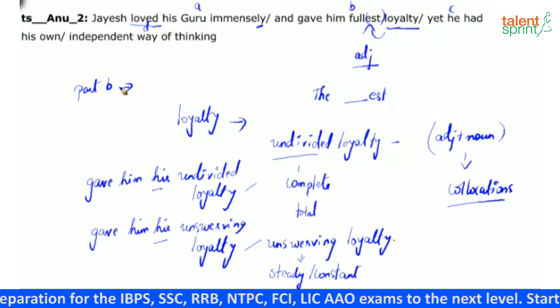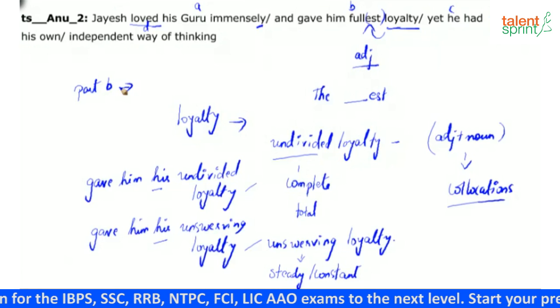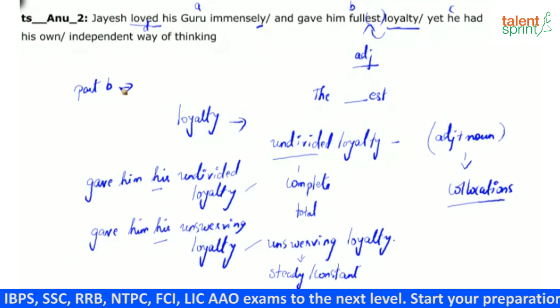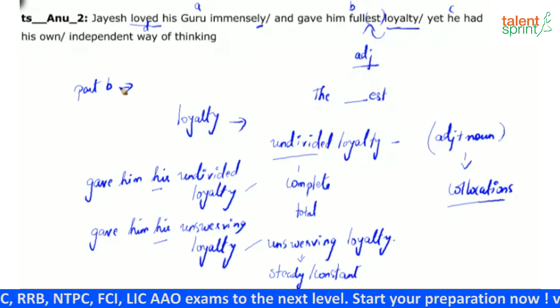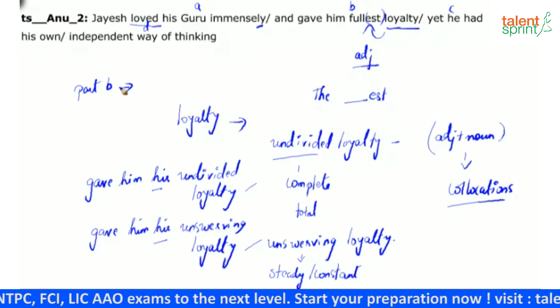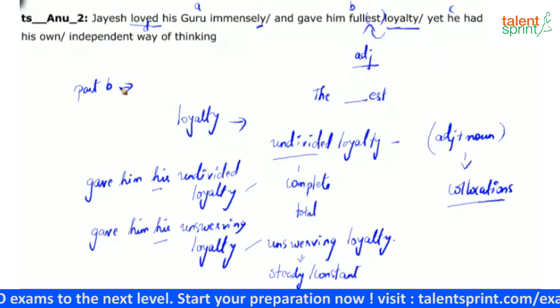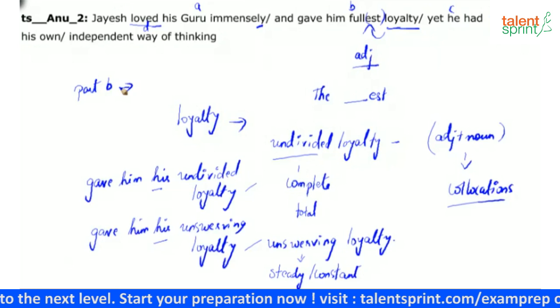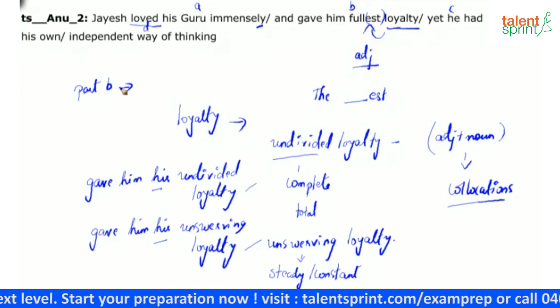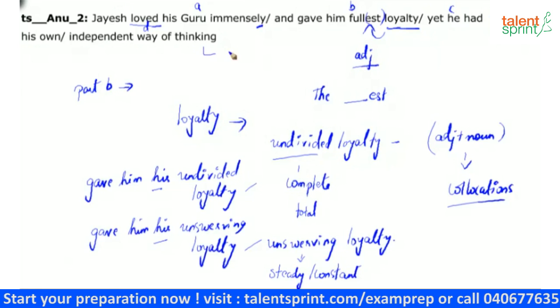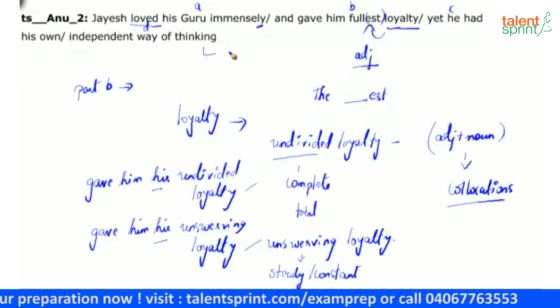Yet he had his own. Jayesh loved his guru immensely and gave him his undivided loyalty, gave him his unswerving loyalty. Yet he had his own independent way of thinking. Now, why did most of you come back and say part D? Can somebody tell me? Some of you said part D has an error. What is the error in part D?